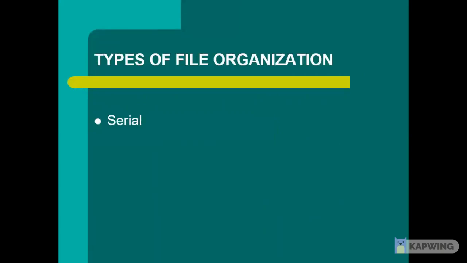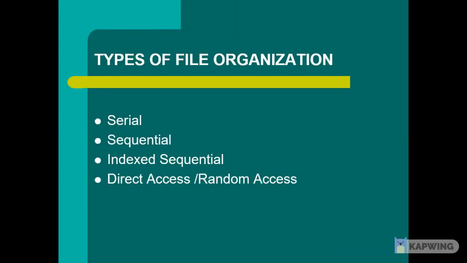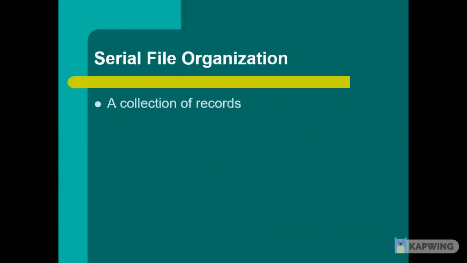First one is serial organization. Second one is sequential access. Third one is index sequential organization access. Fourth one is direct access or random access. So we'll go for the first one, that is serial file organization.